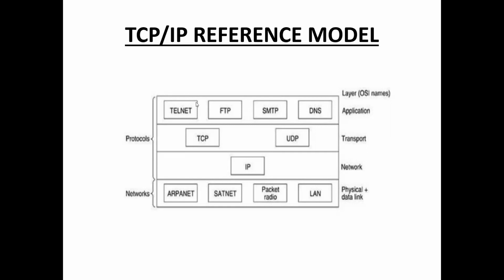And next, file transfer protocol. This protocol is used for transmitting the files from one computer to another computer. Next, SMTP, simple mail transfer protocol. This protocol is used to send the data to another email address. Next, domain name system. This system maps the name to the IP address. So this is about the TCP/IP reference model.